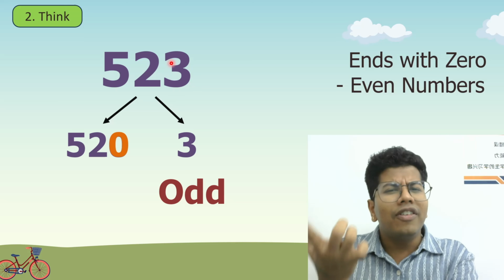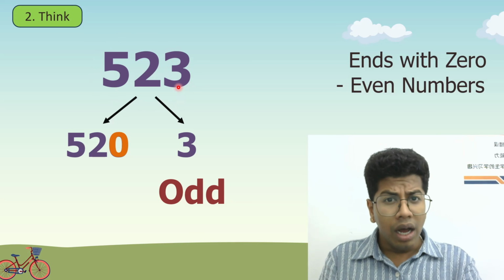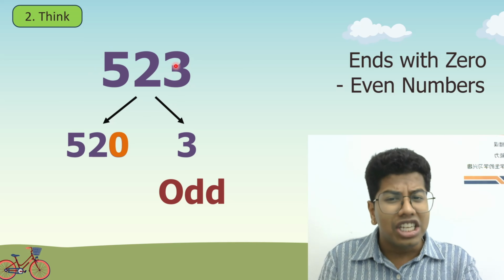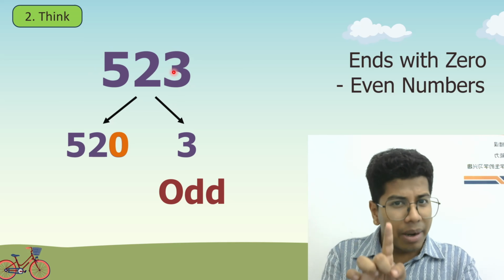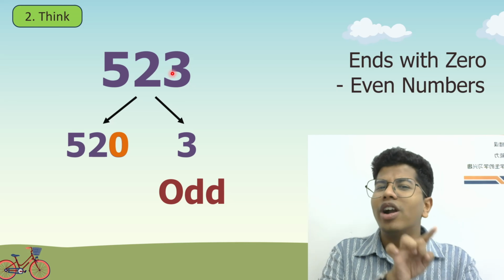So what we can observe from here is, if there is a number, I just have to check the last digit. The last digit here will determine whether the number is odd or even.